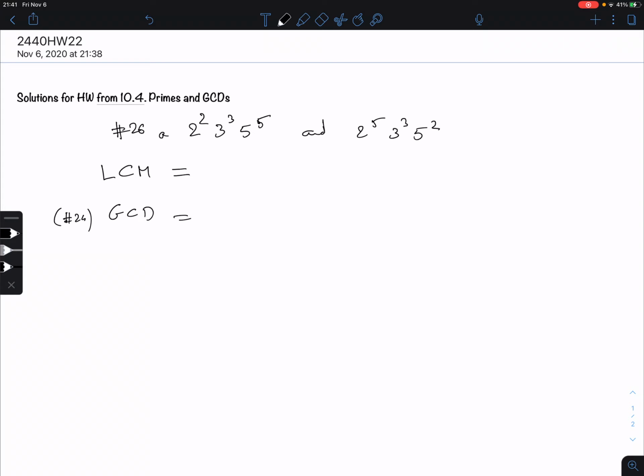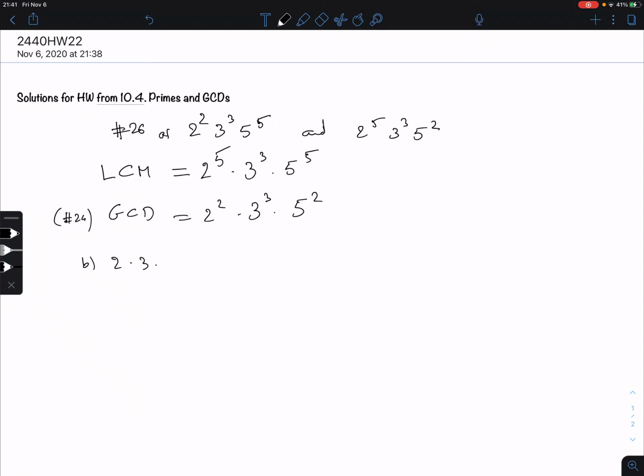So for the least common multiple, we look for the highest power. The highest power of 2 in these two is 2 to the 5th. The highest power of 3 is the same, so it's 3 cubed, and the highest power of 5 is 5 to the 5th. Whereas in the GCD, you would take instead the lowest power. So 2 squared, 3 to the 3rd, and 5 squared. Okay? I'm not going to do too many because it's always the same.